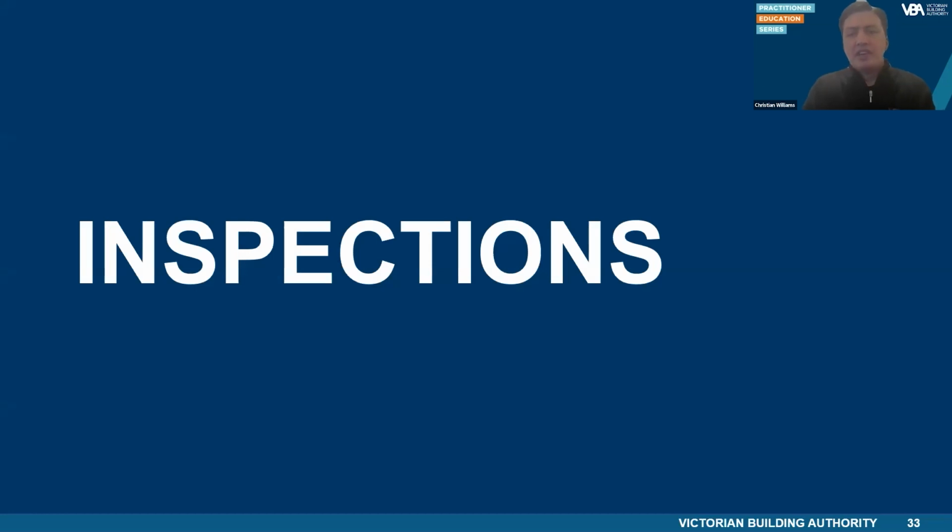This will be the final part of our session, and we'll discuss the basics for inspections under building permits. This will include mandatory notification stages for building work and some insights from the VBA statutory referrals team on breaches of the mandatory notification requirements, which have been referred to the VBA by the relevant building surveyor. We'll also discuss some of the basic mandatory inspection requirements.